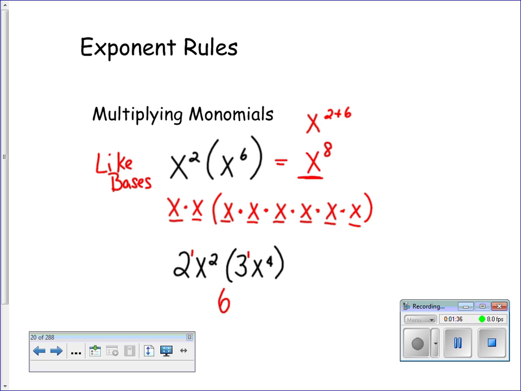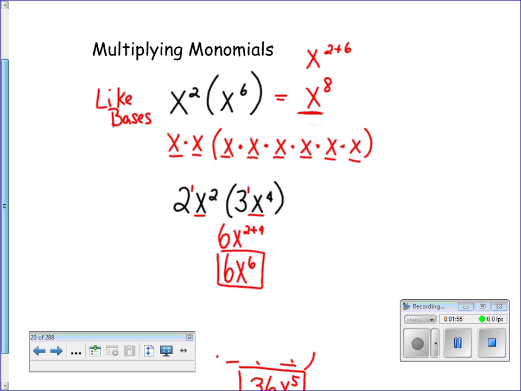Then I look at the variable x, x squared and x to the 4th. That is a like base. Keep the base, add your exponents. 2 plus 4. My final answer is 6x to the 6th power. And that's the way that example would work.